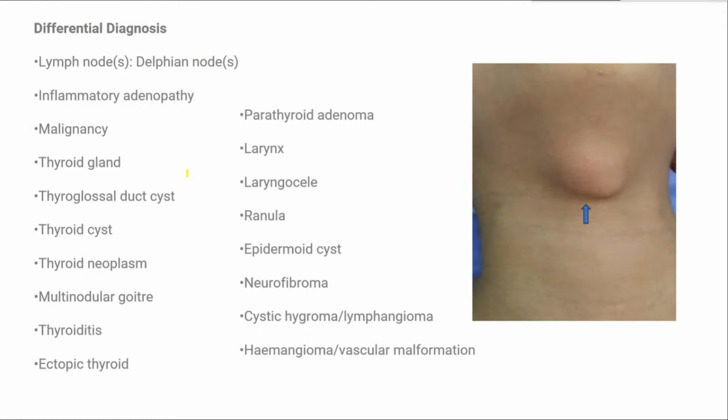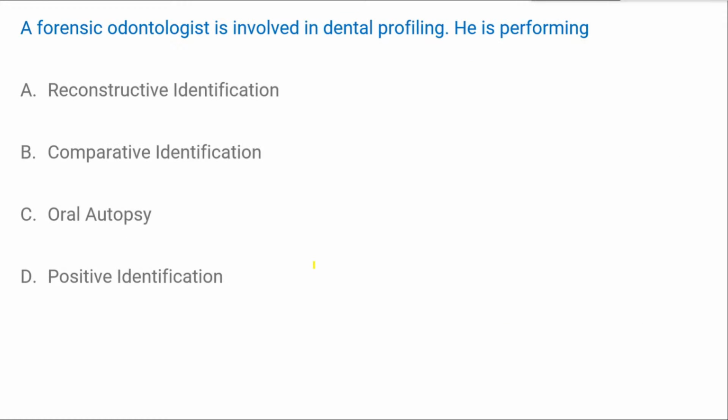So other differential diagnoses for swellings include lymph nodes, inflammatory adenopathy, and any malignancy. As I already told you, it would be any thyroid related swelling, parathyroid adenoma, laryngocele, ranula, epidermoid cyst, neurofibroma, cystic hygroma, or hemangiomas. These are the other midline swellings that can occur, as another snippet of information related to midline swelling. Our diagnosis for the answer to the question is thyroglossal cyst. So we'll move on to the next question.